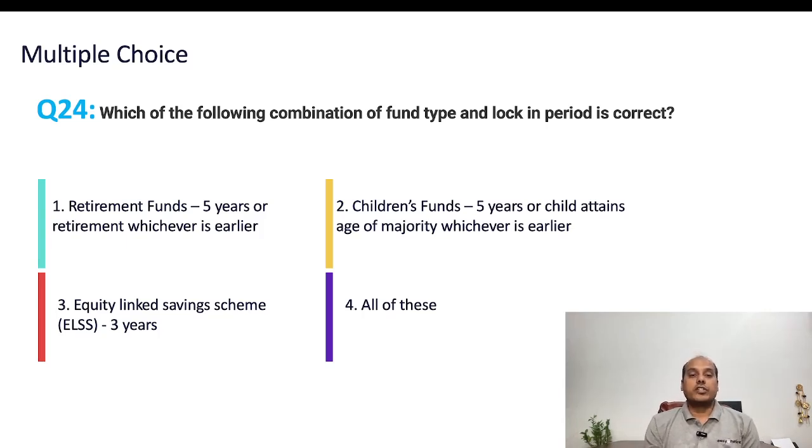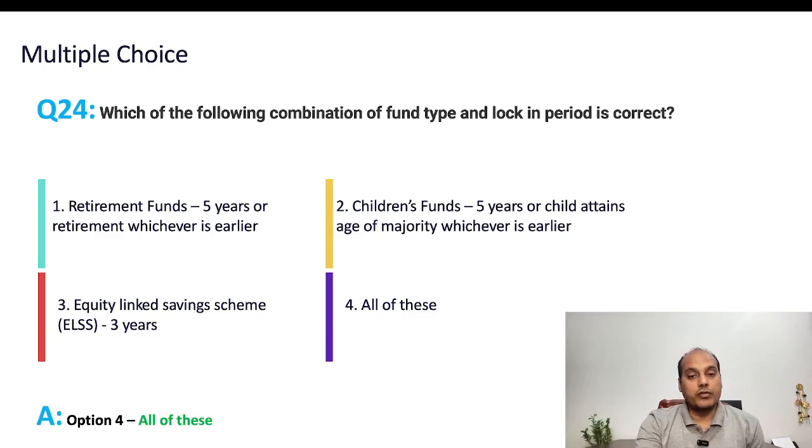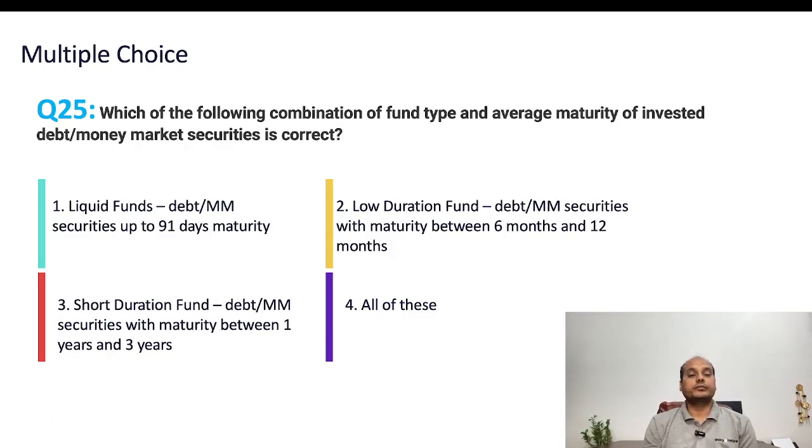Question number 24. Which of the following combination of fund type and lock-in period is correct? Retirement funds, 5 years or retirement, whichever is earlier. It's absolutely correct. Children's fund, 5 years or till the child attains age of maturity, whichever is earlier. It's absolutely okay. Third, equity linked savings scheme, ELSS. It has a lock-in period of 3 years. So all 1, 2, 3 are correct. So option 4, all of these are correct here.